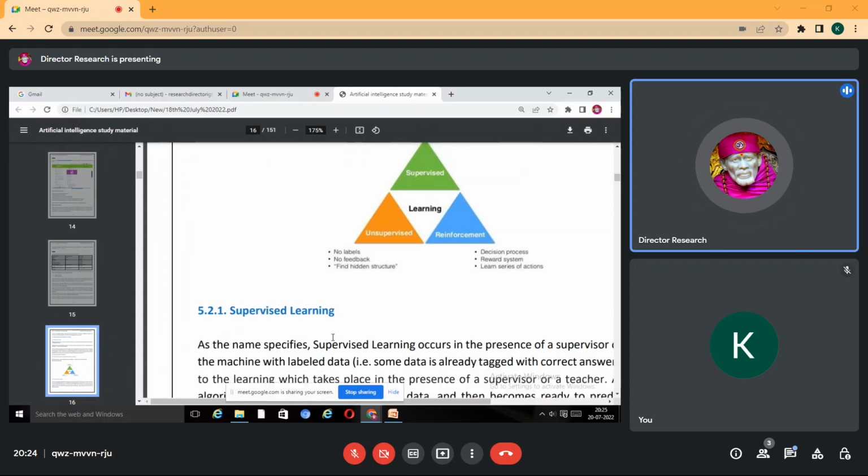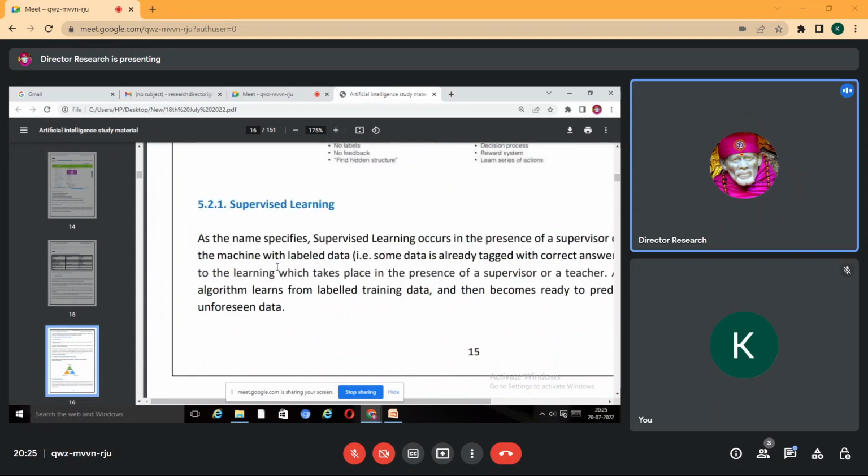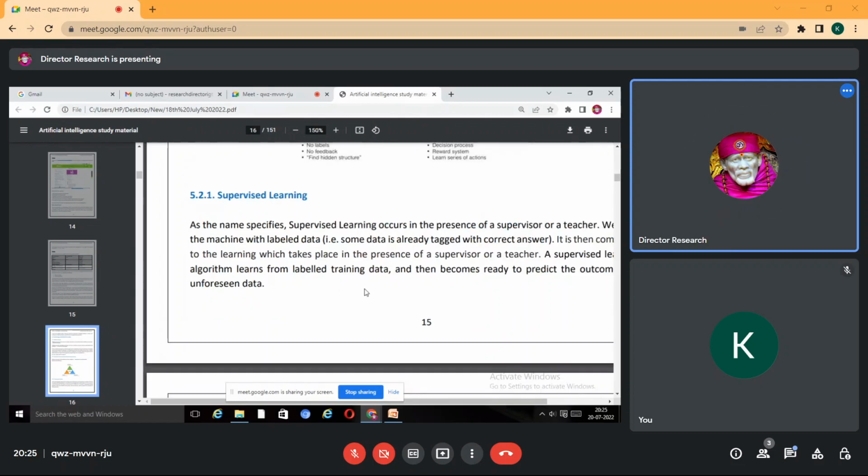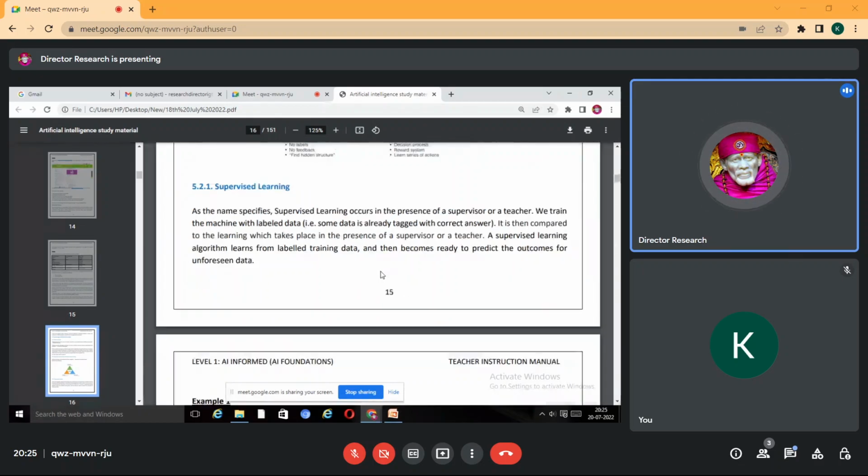Supervised learning. As the name specifies, supervised learning occurs in the presence of a supervisor, with labeled data. Some data is already tagged with the correct answer. Learning takes place in the presence of a supervisor or a teacher. A supervised learning algorithm learns from the labeled training data and then becomes ready to predict outcomes for unforeseen data.